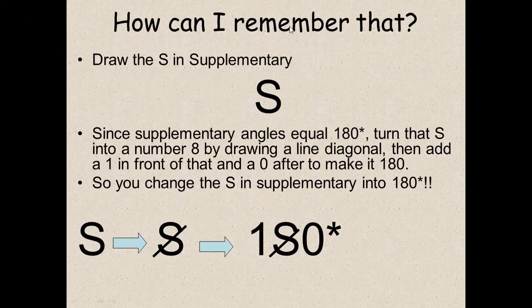Now, how can I remember that? Draw S in supplementary and complete the S by saying the supplementary angles equal 180. Turn that S into the number 8 by drawing a diagonal line. Then add 1 in front of that and 0 after to make 180. So we change the S of supplementary into 180, and for the other angle, complementary, we change C to 9 and write 0 after the 9. Then two complementary angles equal 90, but two supplementary angles equal 180.